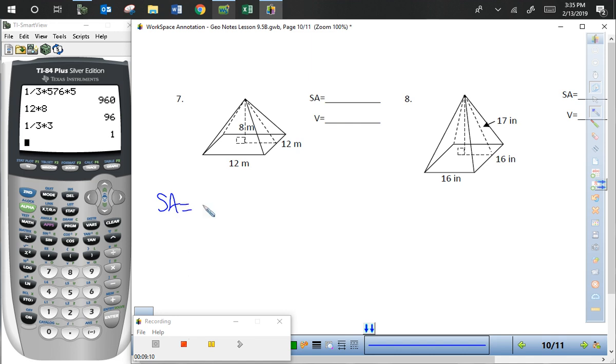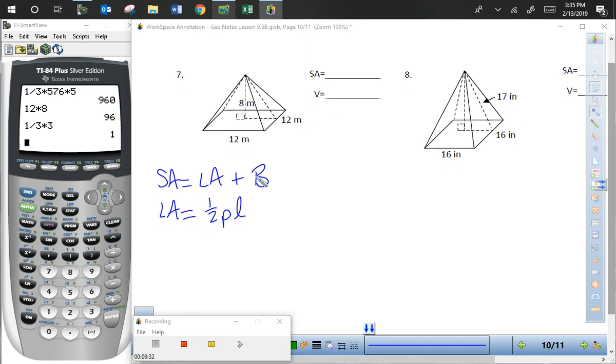Okay, surface area is always the lateral area plus some number of bases, and in this case we've got 1 base, so it's just LA plus B. Okay, but LA is 1/2 perimeter of the base times the slant height. Okay, so we have a couple different things involved for this one. We've got the perimeter of the base, we've got the slant height, and then we need big B still for the area of the base total.